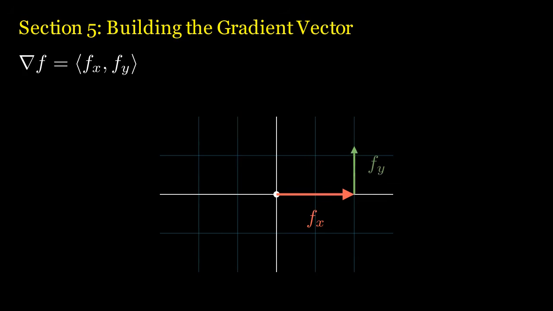fx, fy. By organizing the x-slope and the y-slope into a vector, the gradient encapsulates all local rate of change information at a specific coordinate. It is a mathematical compass built from our orthogonal slices, bridging the gap from one-dimensional changes back to multidimensional reality. The true power of this vector is revealed in section 6, the direction of steepest ascent.